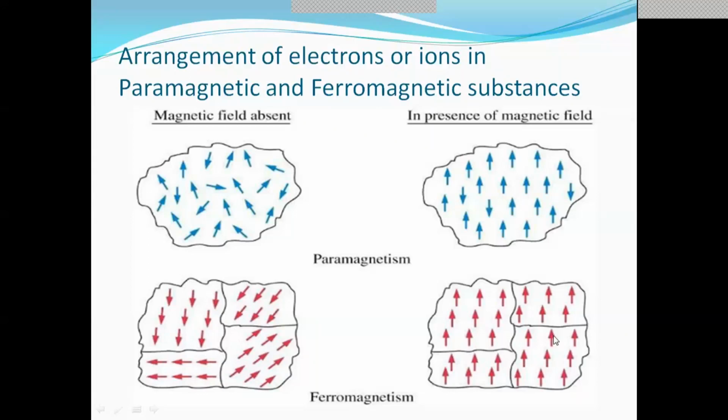And if you see the other picture on the bottom right side, you can see the same 4 domains. When an external magnetic field is applied on the substance, all 4 domains orient themselves in one particular direction as they are attracted by the external magnetic field. The 4 different domains, which were in different directions when there was no external magnetic field, are all in the same direction when the external magnetic field is applied. So these are 4 domains or regions of the substance which are attracted by the magnetic field.